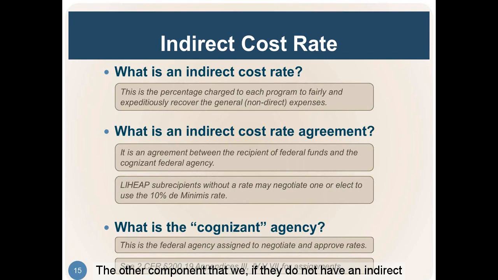The other component is that if they do not have an indirect cost rate, 2 CFR 200.330, I believe, or 331, requires that the pass-through agencies either negotiate a rate or establish a de minimis rate. According to those rules, you can accept a 10% de minimis rate, so nobody has to fool around with all of this. Most agencies, I believe, don't want to do that if they have indirect costs that exceed 10%.